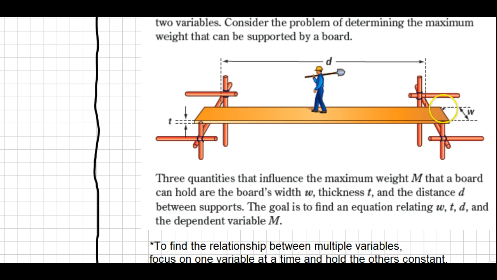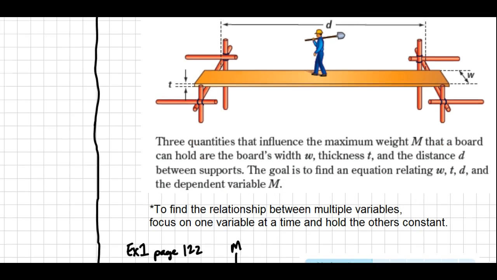Think about it like the width of a balance beam. The wider it is, the easier it is to balance. The thickness, t, and that's the smallest dimension pictured here, almost like a vertical distance, and the distance d between the supports. As the supports move closer in, the more stable the board will be. The goal is to find an equation relating w, t, d, and the dependent variable m.